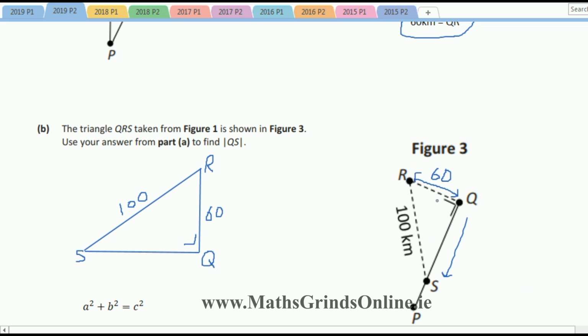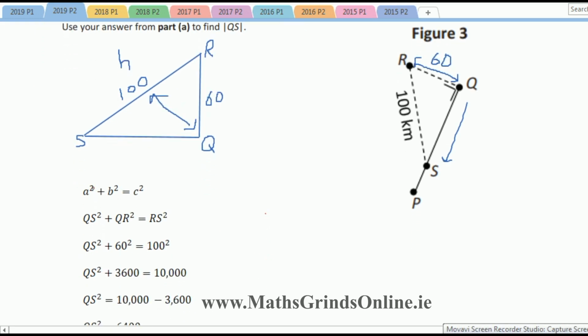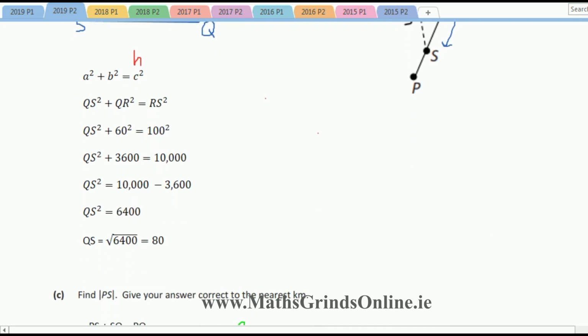So again we're looking at a right angle triangle, and we know that one of the sides is 60 and the other side is 100. Now this is obviously the right angle, so the side opposite the right angle will be the hypotenuse. How are we going to work out this other side, SQ? We can use Pythagoras' theorem because it's a right angle triangle. As I said, a squared plus b squared is equal to c squared, c being the hypotenuse. So I've put in QS squared plus QR squared is equal to RS squared. So QS squared plus 60 squared is equal to 100 squared. And I've just done out those sums there.